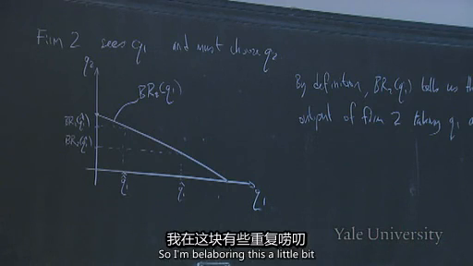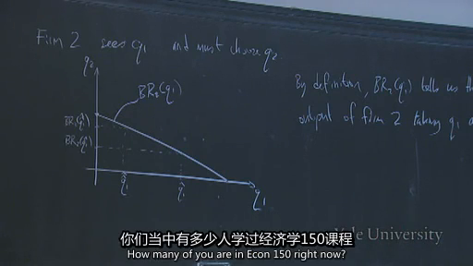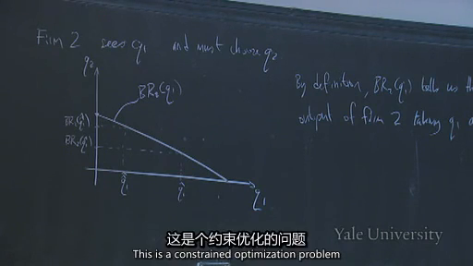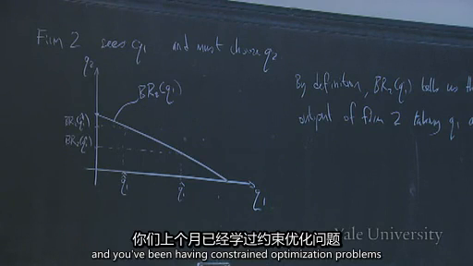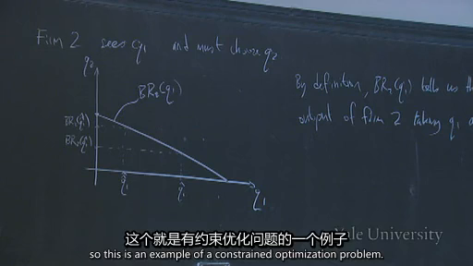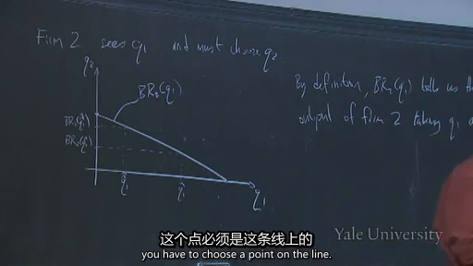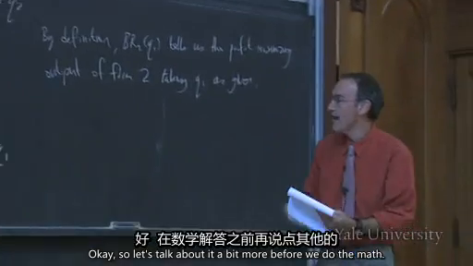Right, so I'm belaboring this a little bit because it's a more general mathematical idea here. How many of you are in Econ 150 right now? For those of you in Econ 150, this should be a very familiar kind of thing. This is a constrained optimization problem, and you've been having constrained optimization problems rammed into you for the last month or so, right? So this is an example of one. You have to choose a point, but you can't choose a point freely. You have to choose a point on the line. All right, so let's talk about it a bit more before we do the math.